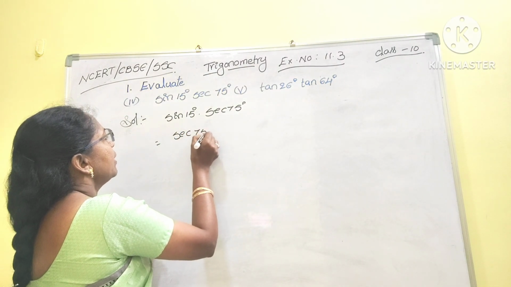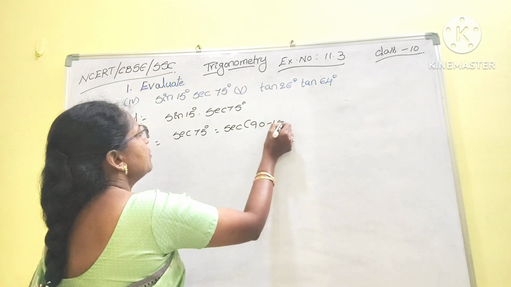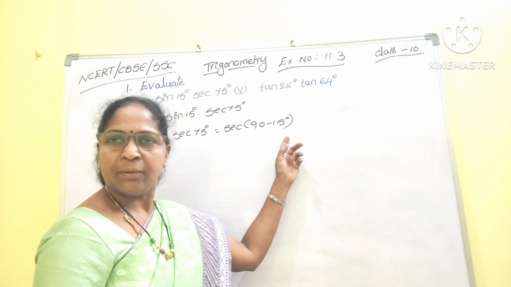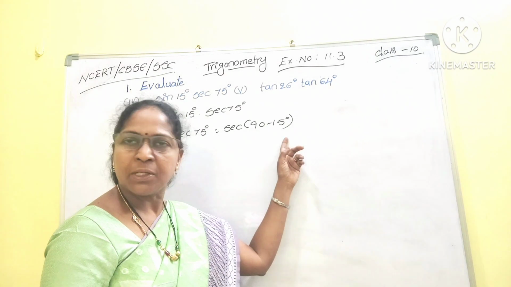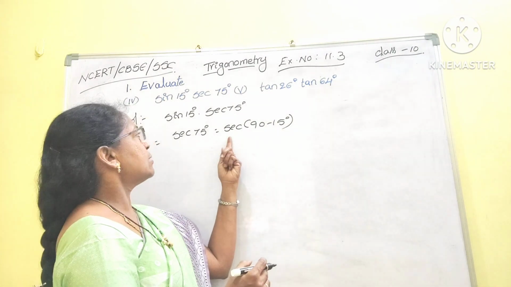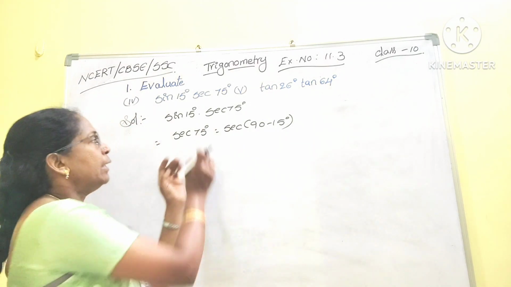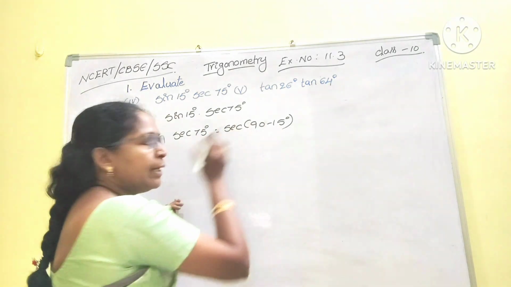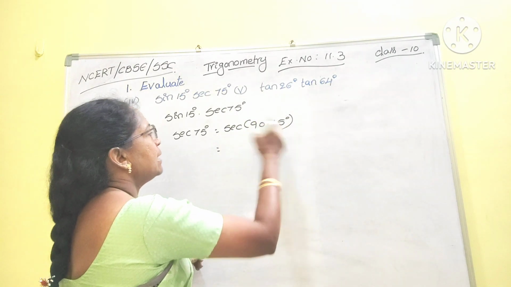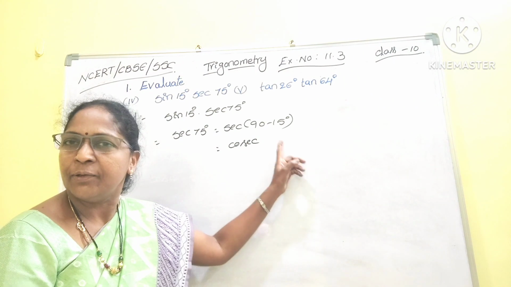Secant 75 degrees equals secant 90 minus 15 degrees. First, you have to change this angle and write it down. So, from 90, how much do you have to subtract to get this 75 degrees angle? That is, secant 90 minus 15, since 90 minus 15 equals 75. Now apply the complementary angles. Secant 90 minus theta equals cosecant theta, where theta equals 15 degrees.